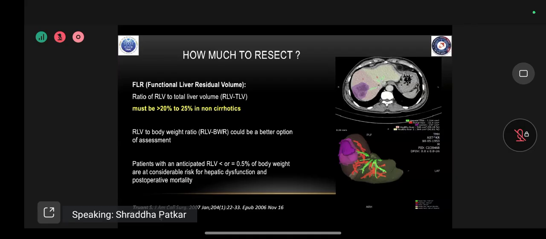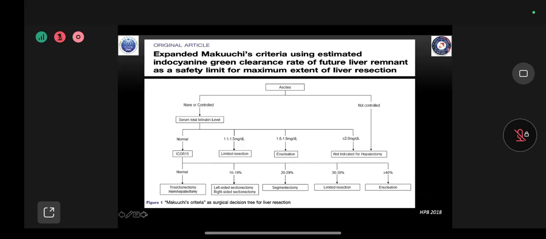And there are various formulae to calculate the future liver remnant. You can do a CT volumetry, which is manual, or you have semi-automated software available in the market to help you guide the transection plane as well as calculate what is left behind, and this will give you the future liver remnant. A simple criterion to see what you can resect.